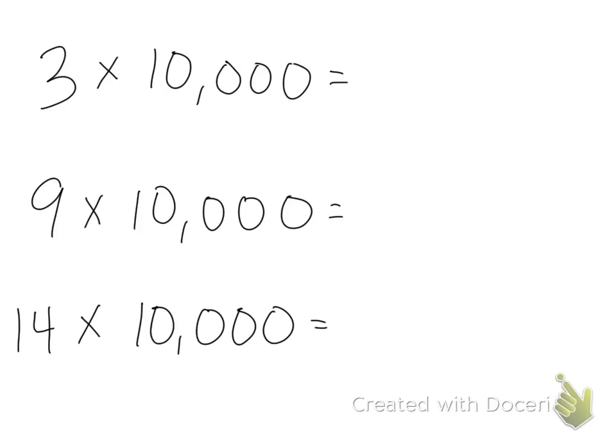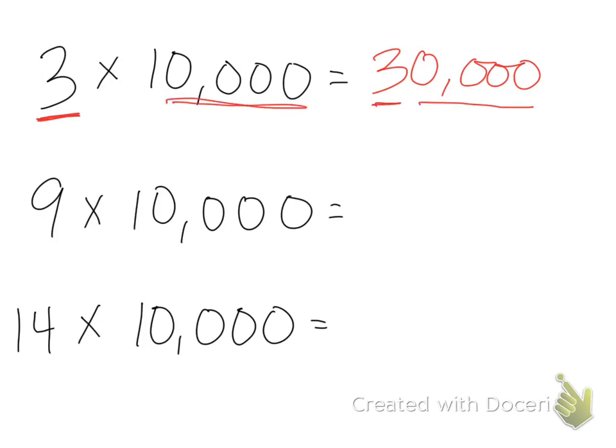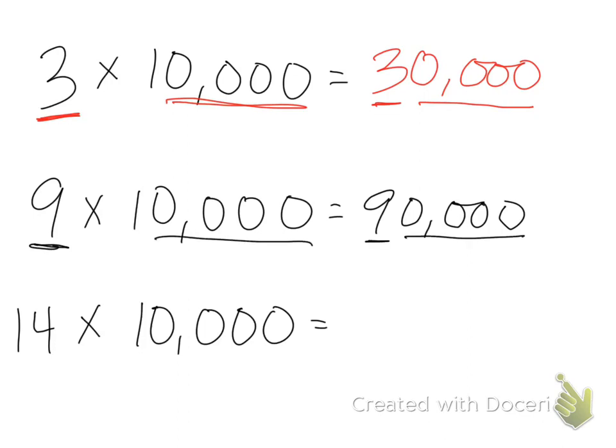Okay. All right, we can do the same thing with multiplying by 10,000. So 3 times 10,000 is the same as 30,000. As you can see, it's the number we multiply by with 4 zeros after it. 9 times 10,000 is 90,000 because it's 9 with 4 zeros after it. 14 times 10,000, that's going to be 14 with 4 zeros after it. 1, 2, 3, 4. So 14 times 10,000 is 140,000.